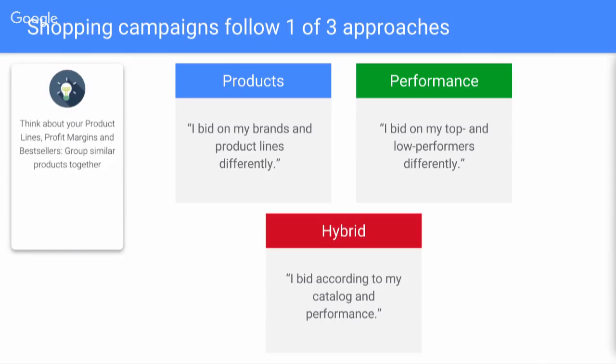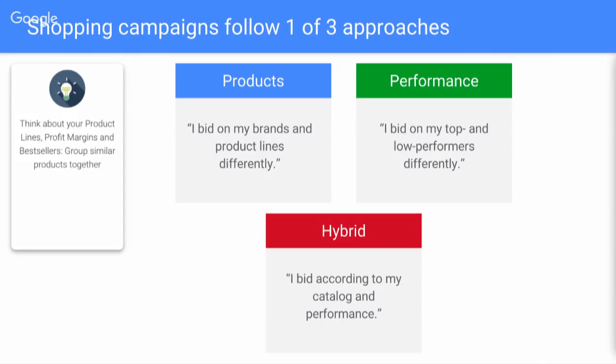A second approach is to bid based on performance. So this is bidding on your top and low performers differently. So perhaps you bid really aggressively on things that are high performing for you, and you still want to show for low performing products, but they're not necessarily a priority. So you may tier your bidding based on performance.